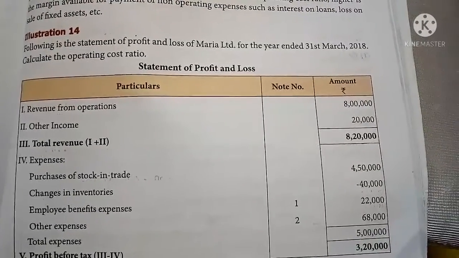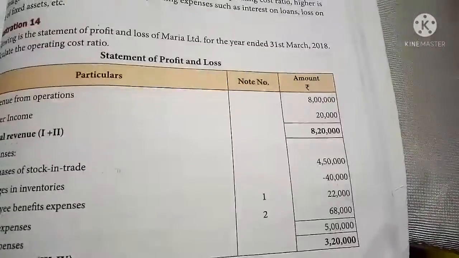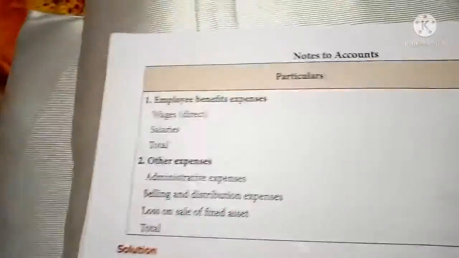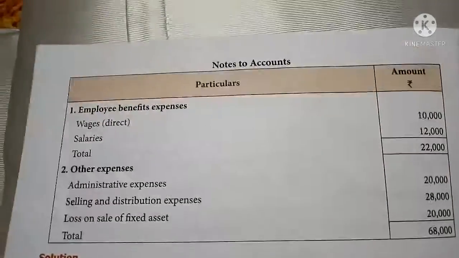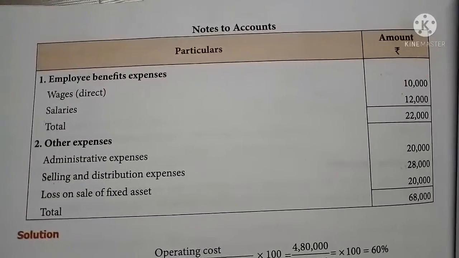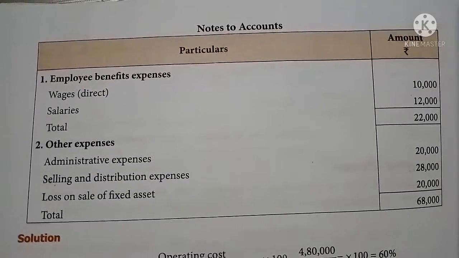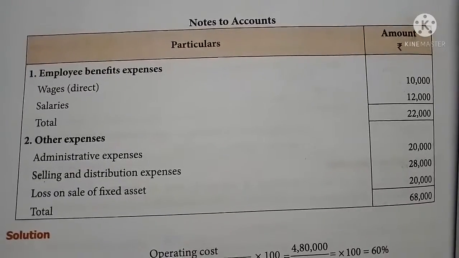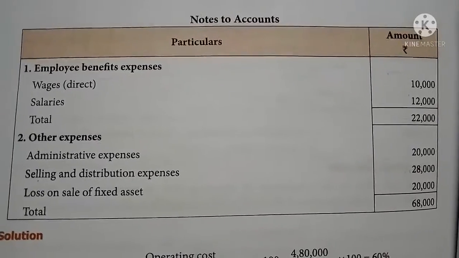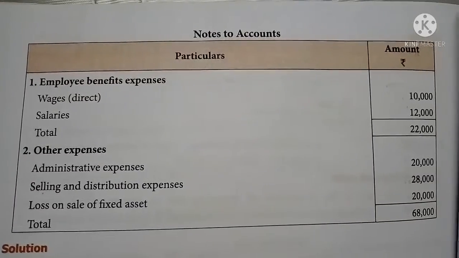And note number 1 and 2 is given, means you should go through the notes also. It is given in the sum itself, that is note to accounts. That is employee benefit expenses include wages 10,000, salary 12,000. Other expenses which include administration expenses 20,000, selling and distribution 28,000, loss on sale of fixed asset 20,000. So with the help of the notes to accounts, you should take the relevant items for operating expenses.